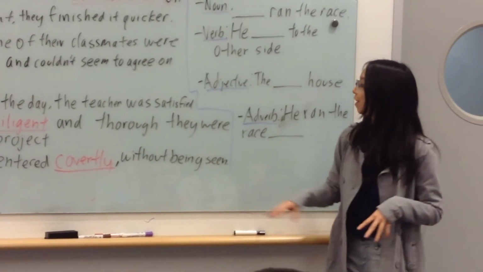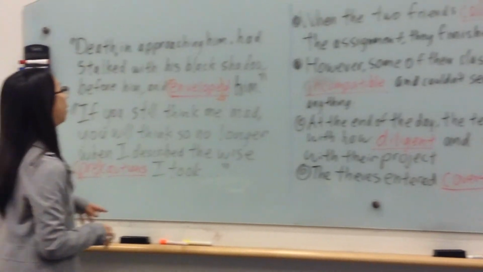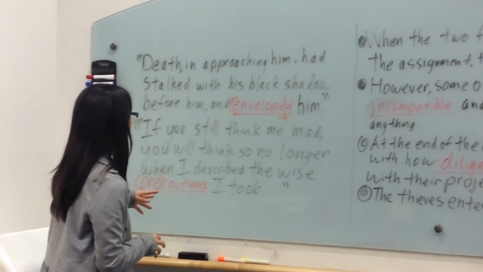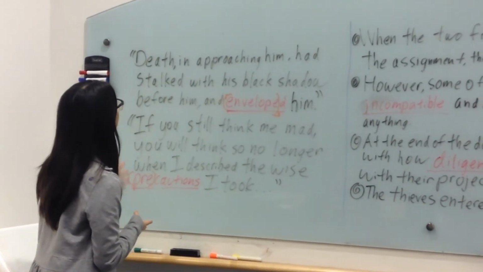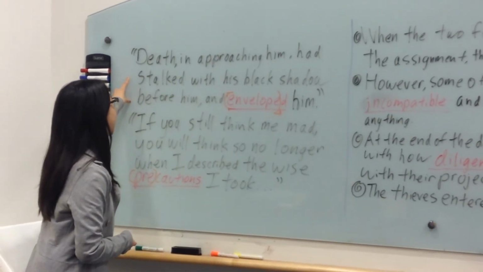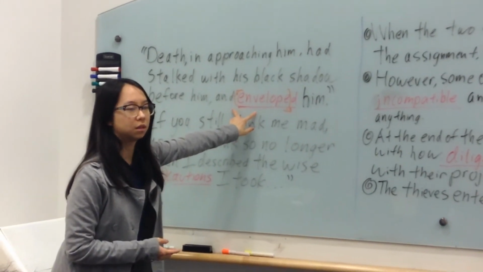So like when someone's a covert spy, they're sneaky. Yes, James Bond. Awesome. So these 2 quotes I took from Edgar Allan Poe's Telltale Heart. And so we can use word roots and prefixes and suffixes to figure out what the word means. So the first quote is, death in approaching him had stalked with his black shadow before him and enveloped him. And so what do you think enveloped means?